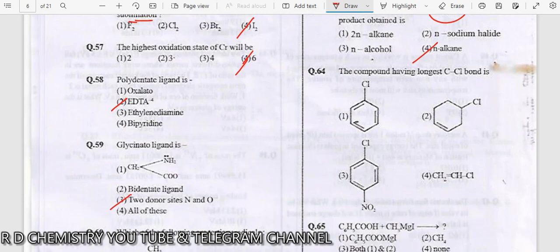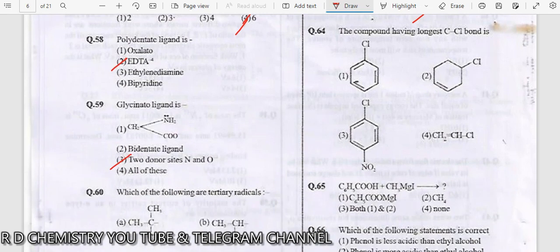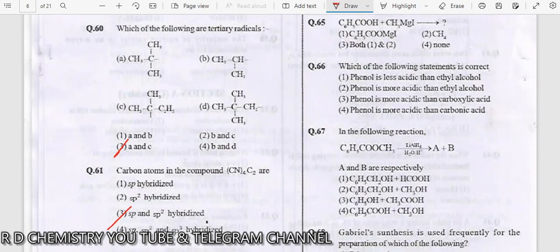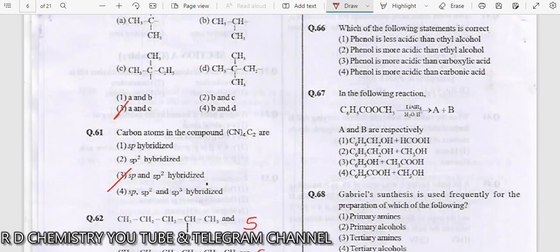Question number 64 from the haloarenes about the carbon-chlorine bond in the haloarene. Answer is option number 2. Question number 65 about phenol and alcohol. Answer is option number 2. Question number 67 about the esters being reduced by lithium aluminium hydride. Answer is option number 2.